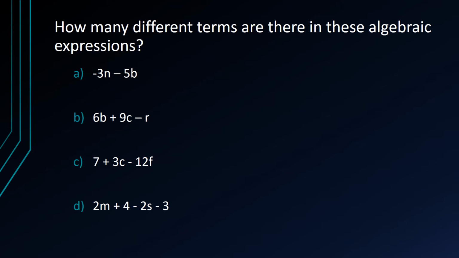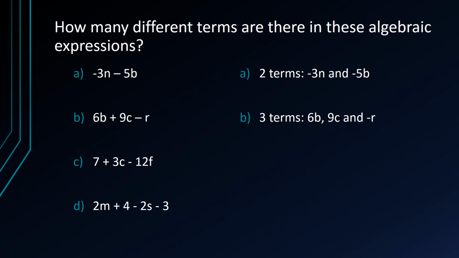Okay, so how many different terms are there in these algebraic expressions? In expression A, you've got negative 3n minus 5b. So here you've got 2 terms. You've got negative 3n and negative 5b. In our second expression, 6b plus 9c minus r, you've got three terms. You've got 6b, 9c, and negative r.